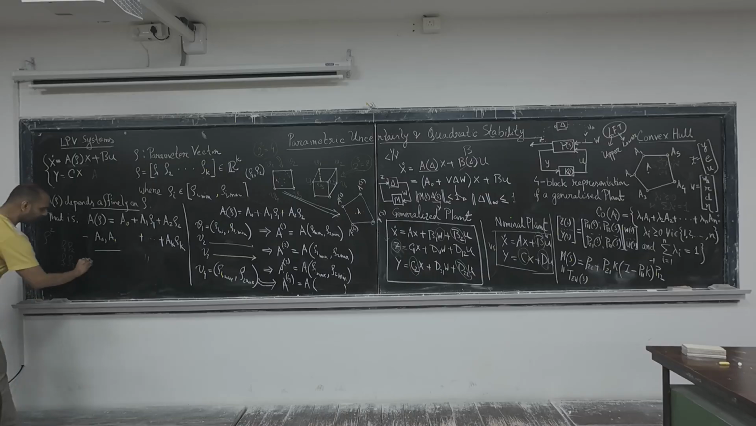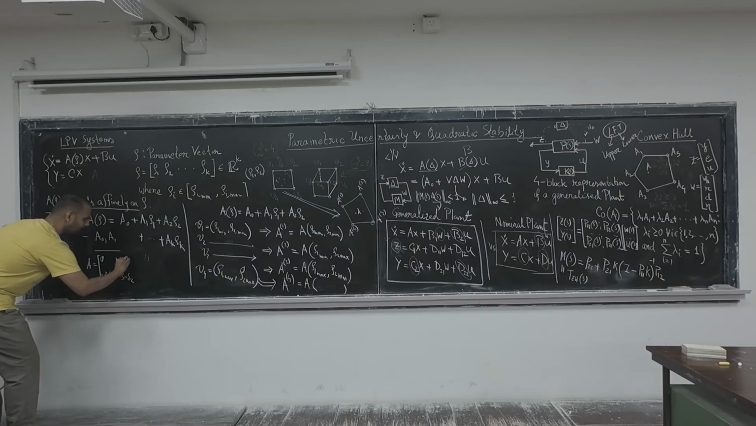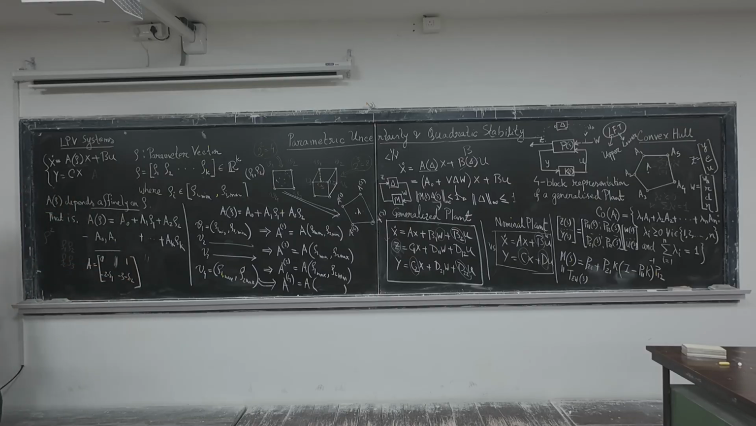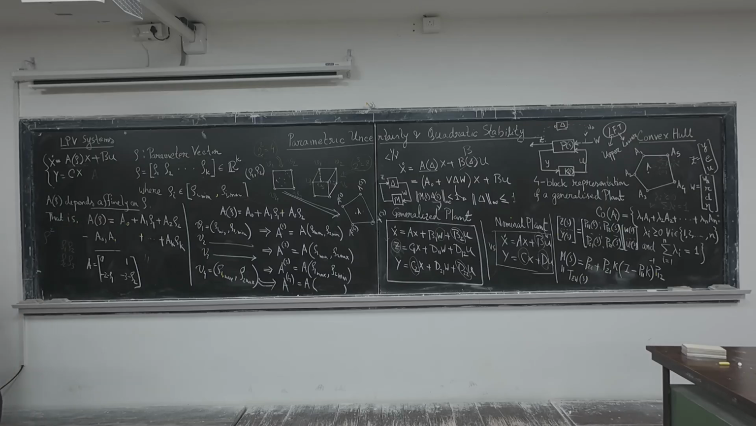Just like I give you an example. Suppose your A matrix, maybe one day I gave you an example: 0, 1, minus 2 minus delta 1, and minus 3 minus delta 2. Suppose this is the A matrix. It is in the controllable canonical form, but these two are the coefficients of the characteristic polynomial. I should have written rho instead of delta, because otherwise you may get confused. So here we can write minus 2 minus rho 1, and here minus 3 minus rho 2. Now suppose both rho 1 and rho 2 vary within a small range.